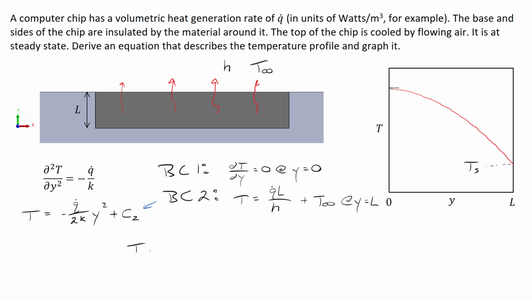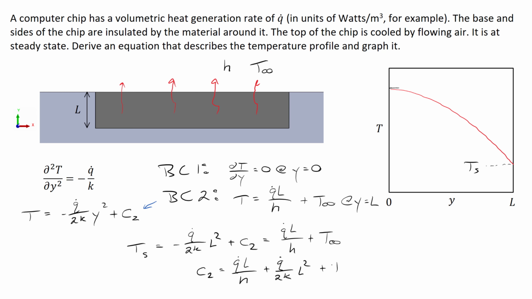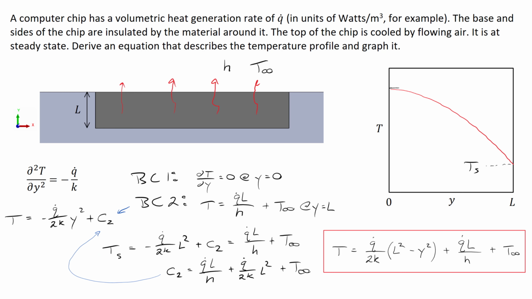So we know that the temperature is equal to the temperature of the surface of the chip at Y equals L, so that's equal to negative Q dot over 2K L squared plus C2, and the temperature of the surface of the chip we defined by way of the energy balance, which was Q dot L over H plus T infinity. Solving for C2 now, we find this equal to Q dot L over H plus Q dot over 2K L squared plus T infinity. Making this substitution for C2 will give us a final equation for the temperature profile.